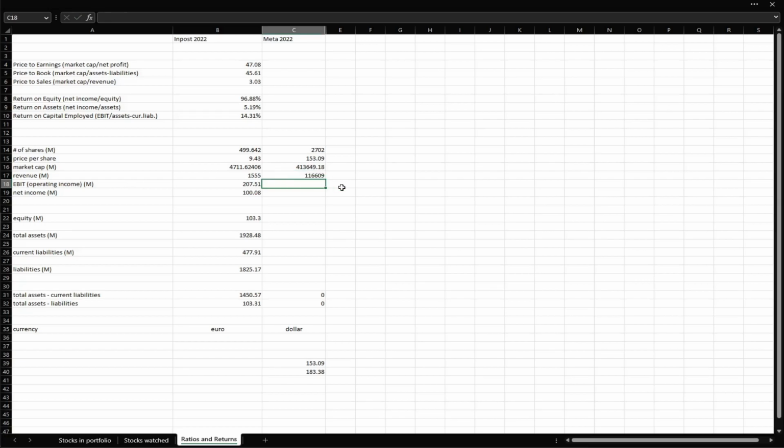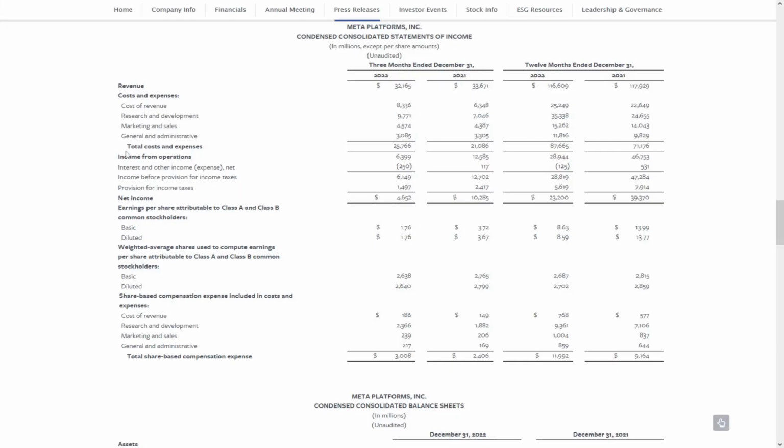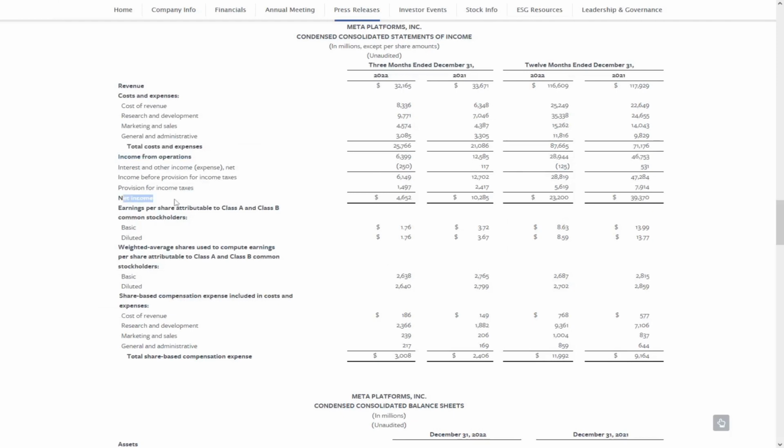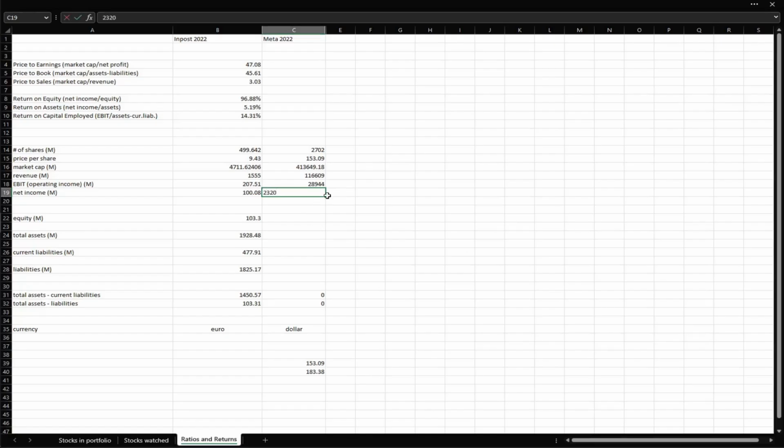Now we need operating income, and operating income is income from operations, right? So that's operating income, right? Let's find it here. 28,944. Now net income is right here. That's 23,200. And let's find equity.